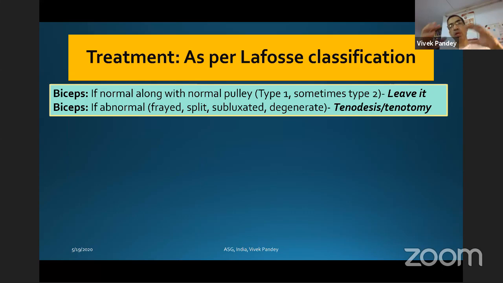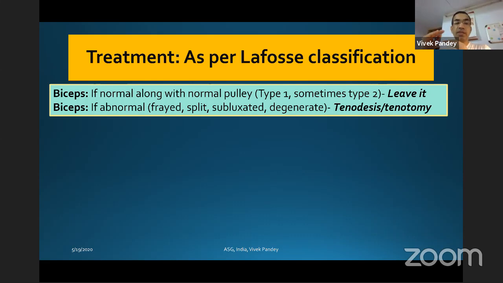So how do I basically follow the treatment protocol? I go with the Lafosse classification. There's a facet classification also, but I usually find it very difficult to follow. Along with subscap, 99% of the time there's a biceps pathology. In some cases, yes, you will find a normal biceps.